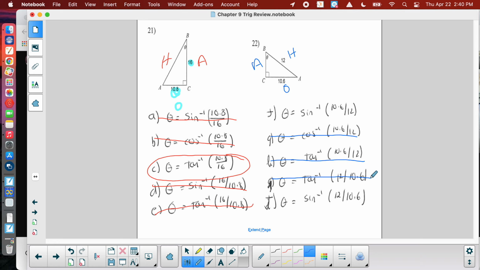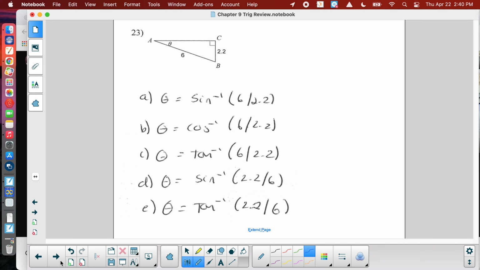Opposite over hypotenuse. The 10.6 has to be on the top. Thank you for playing the game. One more time, just for practice.